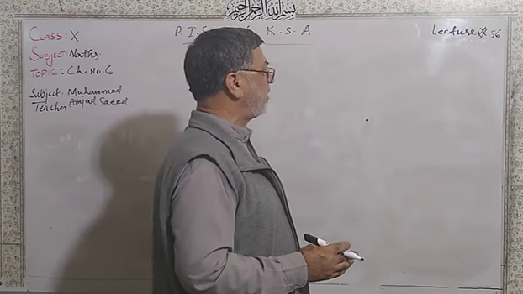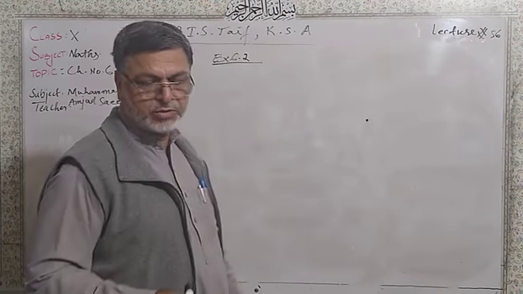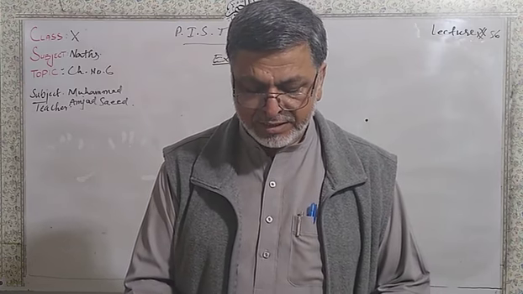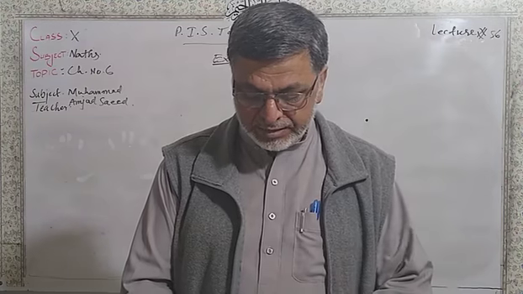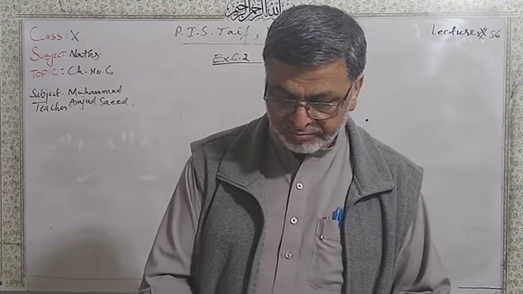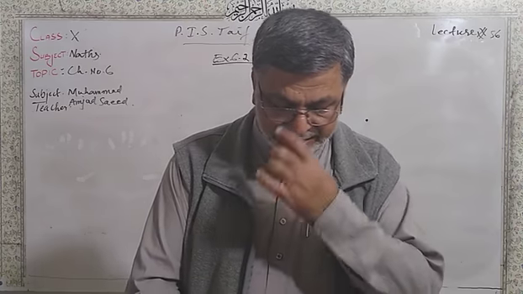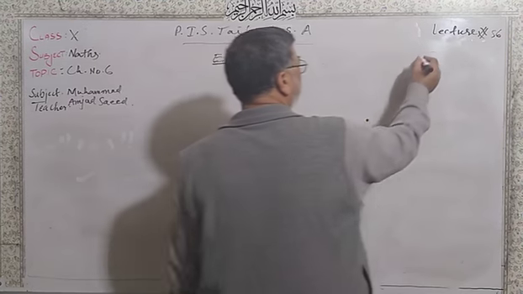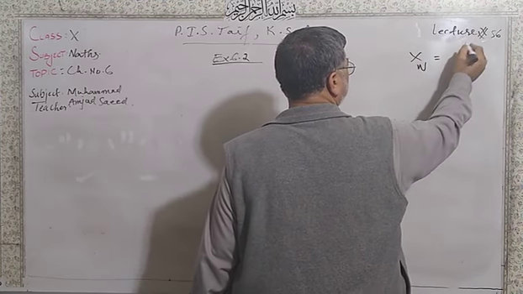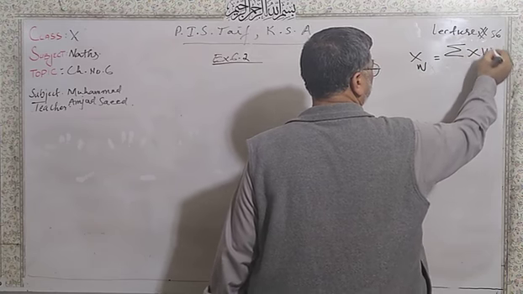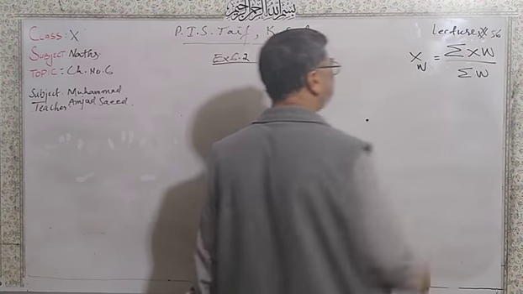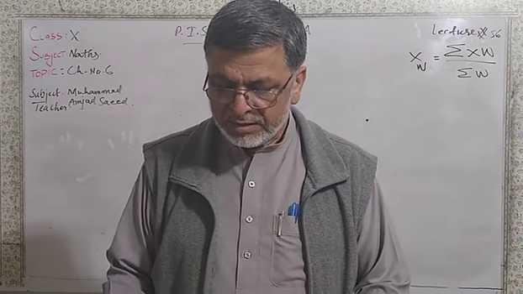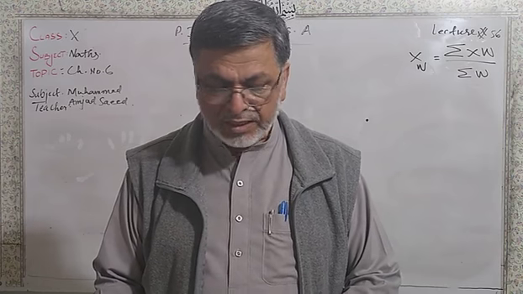Today we will continue our lecture number 56 and exercise 6.2, question number 10. In question number 10, we have to find the weighted average. You know about the weighted average formula: x̄w is equal to sigma xw over sigma w. This is our weighted average formula.